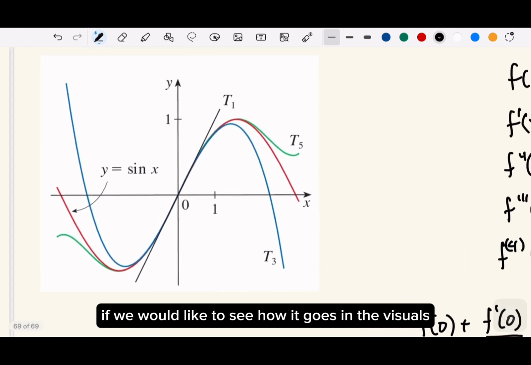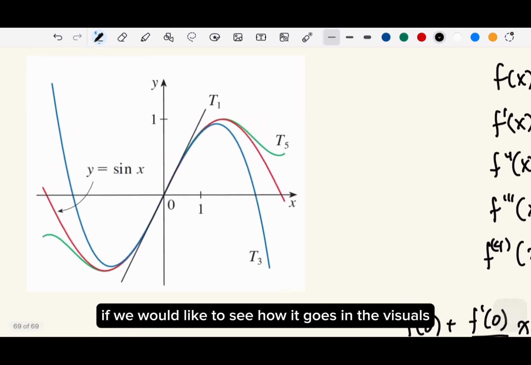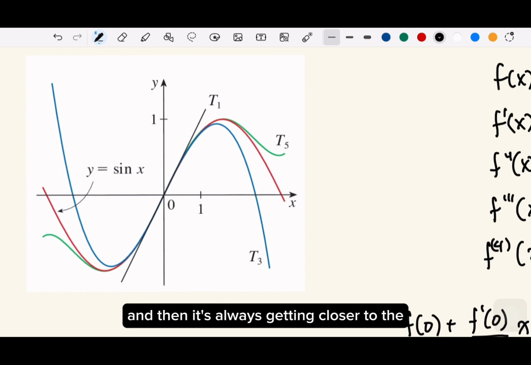If we would like to see how it goes in the visuals, the graph, we see that this is degree 1, and then 3, and then 5, and it's always getting closer to the red curve, sine x.